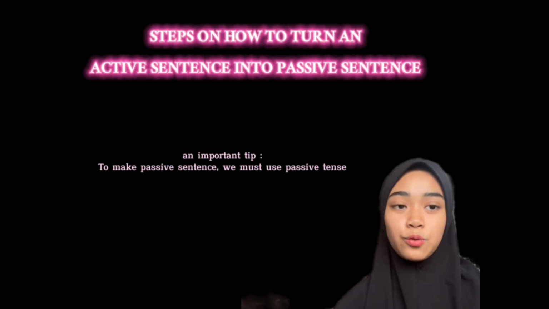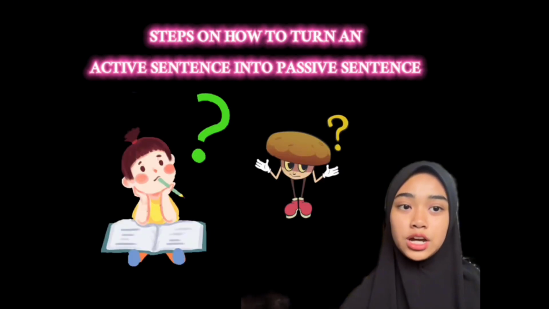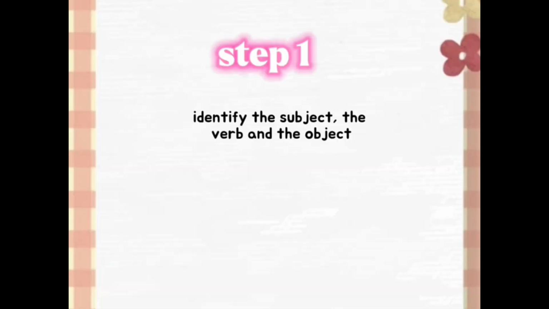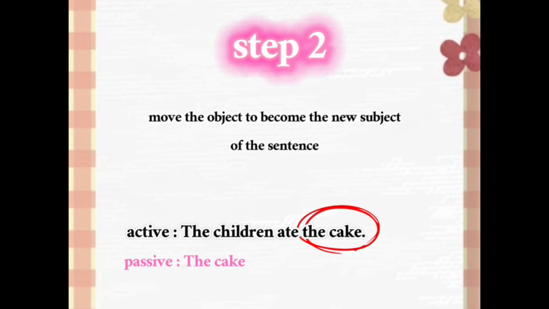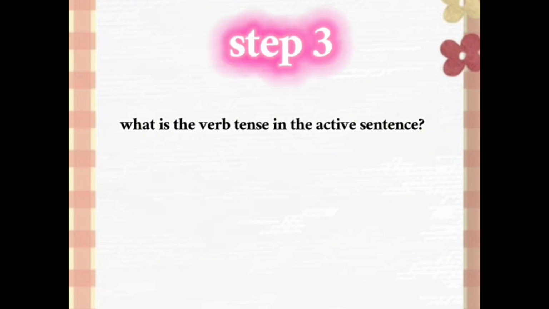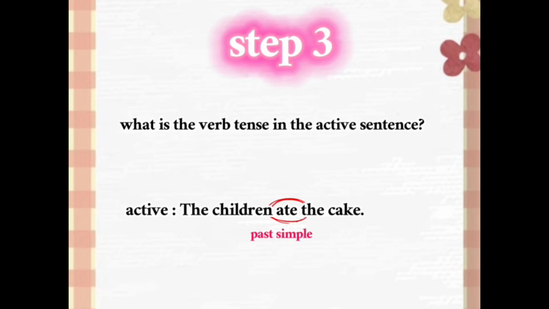So, what are the 6 steps on how to turn an active sentence into a passive sentence? Step 1. We need to identify the subject, verb, and object of the active sentence. Step 2. Move the object to become the new subject of the sentence. Step 3. Check the active sentence. What is the verb tense in the active sentence? It is in past simple, which is the children ate the cake.